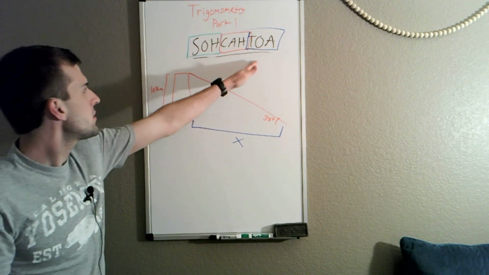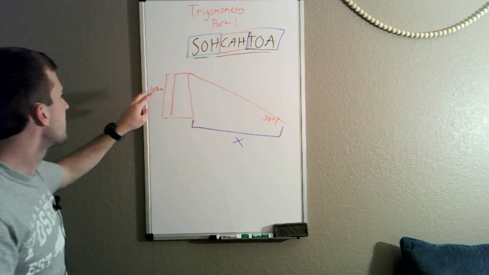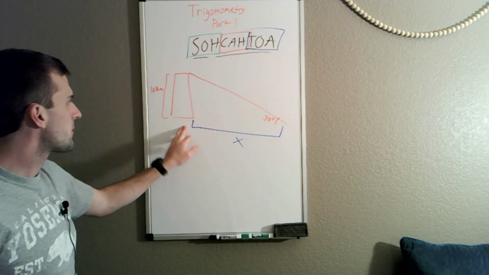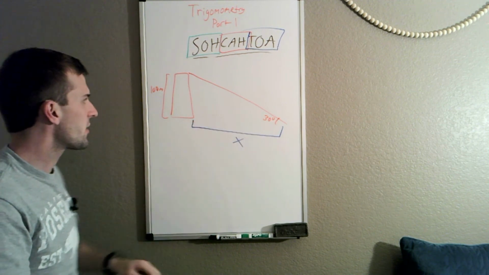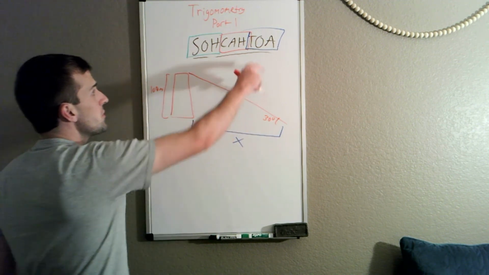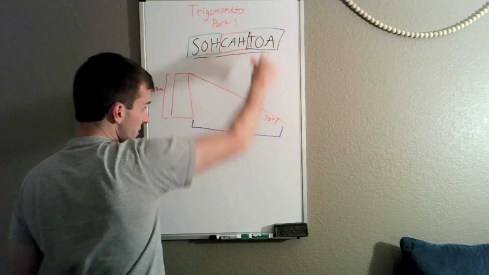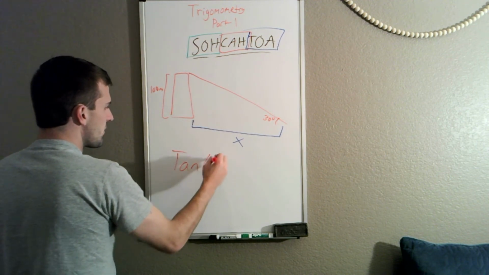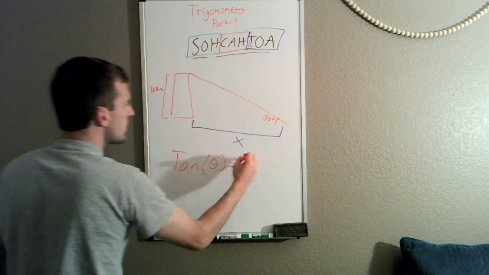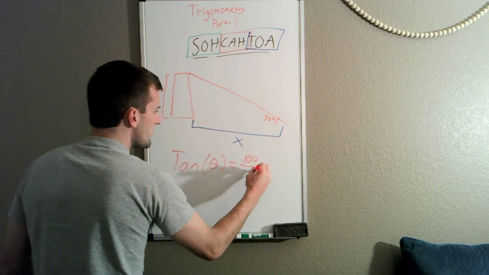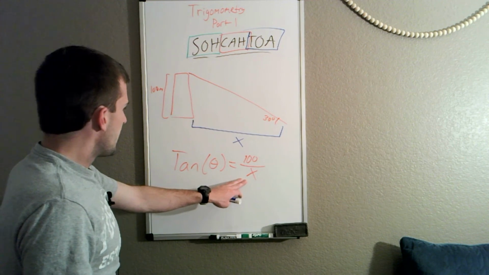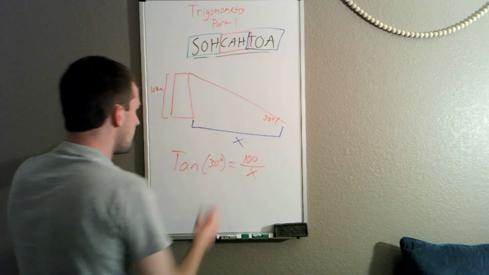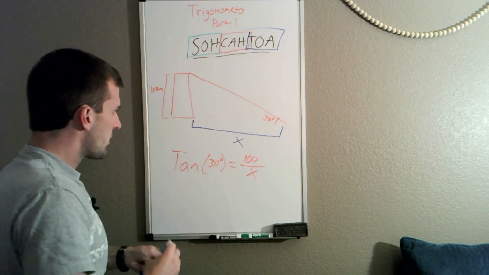If we look at SOHCAHTOA, we can see that we have an angle. We have a height, which is opposite of the angle, and we're looking for the distance, which is adjacent to the angle. And it looks like we would use TOA again, because we have opposite, we're looking for adjacent, and we have the angle. So let's plug this in. We know tangent of theta is equal to opposite divided by adjacent. And we know that theta is equal to 30 degrees. So we can solve for our missing value of x.